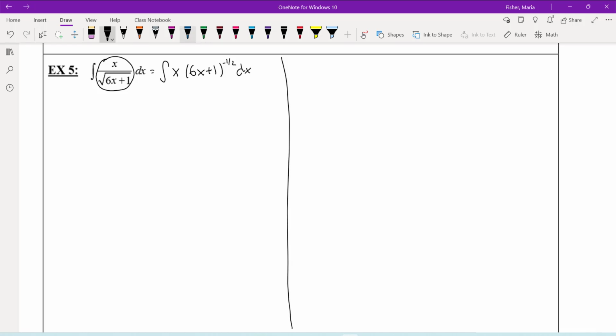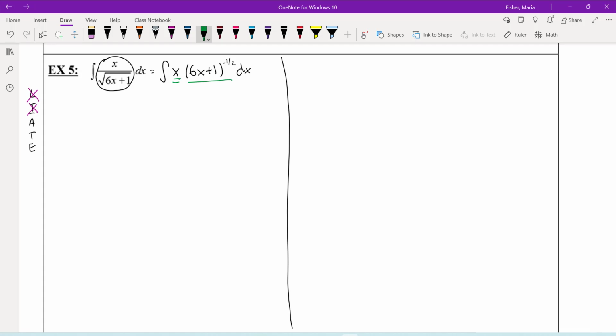We use LIATE to help us choose u. Well, LIATE says logs, nope. Inverse trig, nope. Algebra, yes. But we have two algebras. This is algebra, and so is this. So which one of those do I choose?